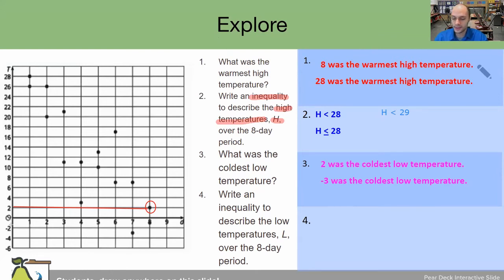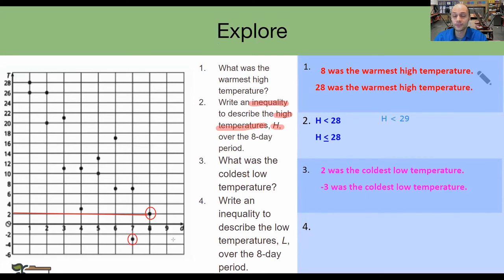So here's our 0, -2, -4. So -3 must be in between. I'm looking, and there it is. On the 7th day, we noticed that the temperature was -3 degrees Fahrenheit. And there are no more points plotted in the negative zone. So therefore, -3 is the coldest low temperature. All right, good job. All right, so let's keep moving.